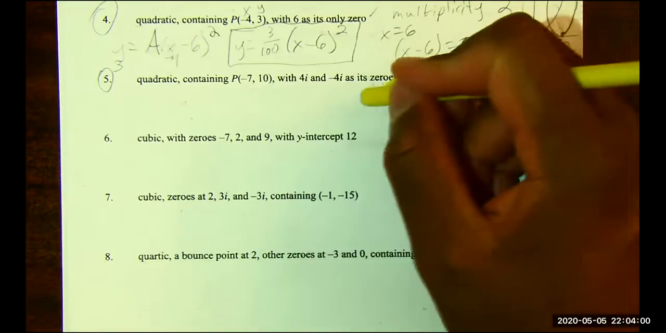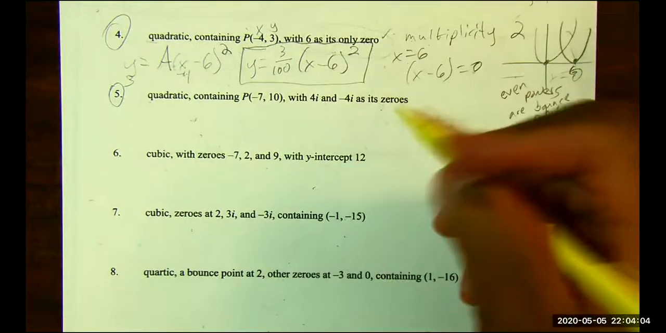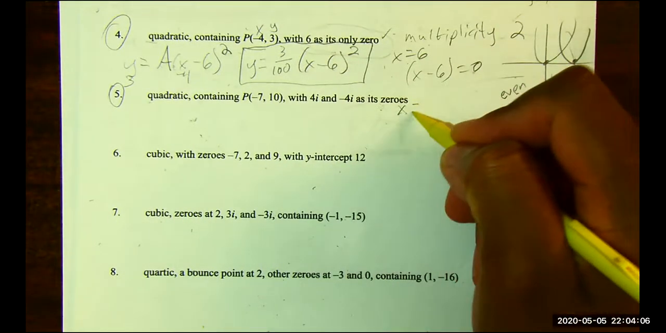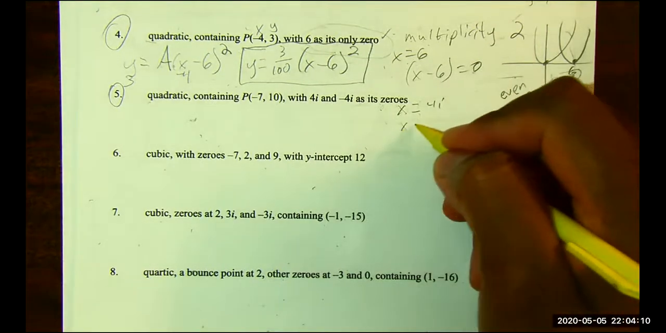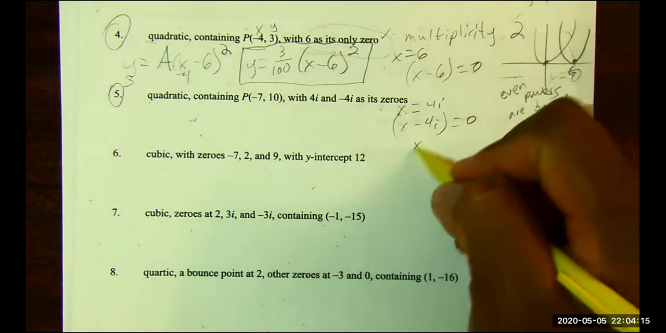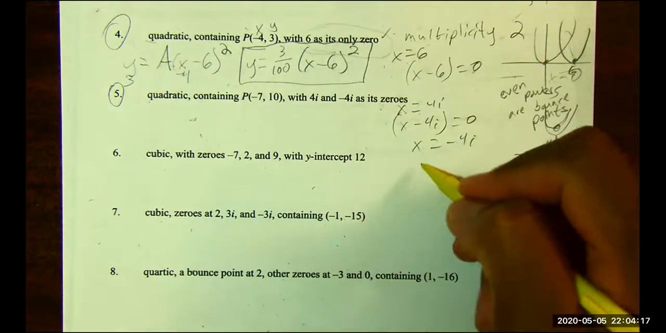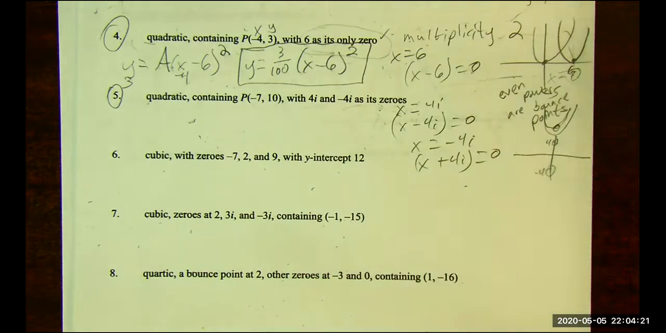So let's start off with these imaginary roots. How do we address this? Well, it's 2 roots. So we say x equals 4i. When we set equal to 0, we have x minus 4i equals 0. x equals -4i. So we have x plus 4i equals 0. And those are the zeros.